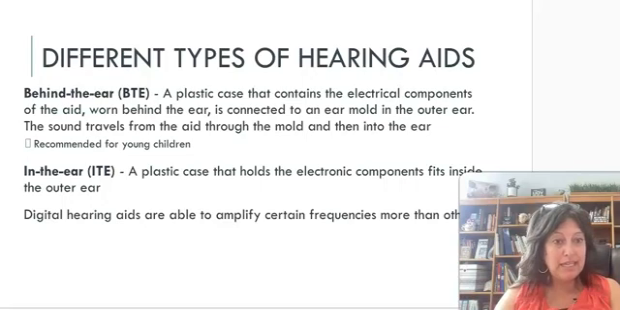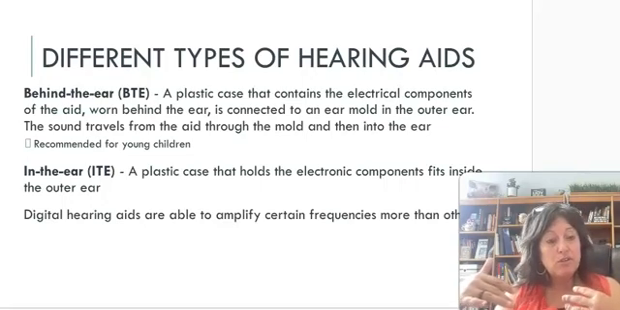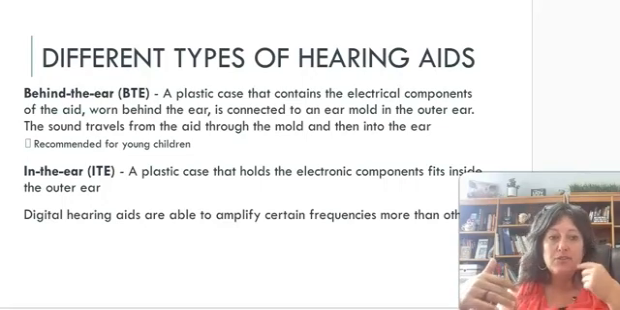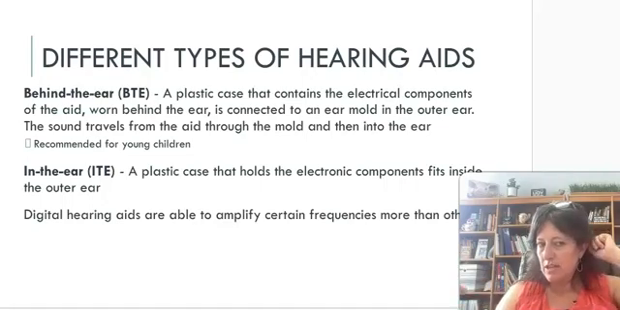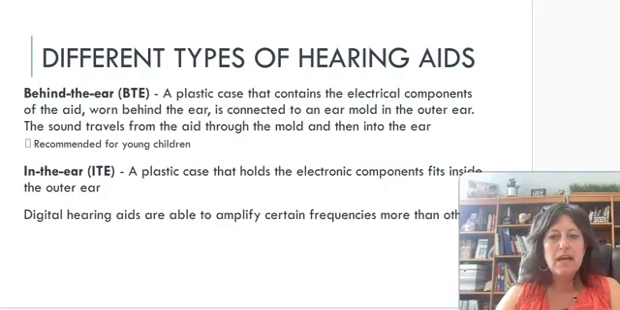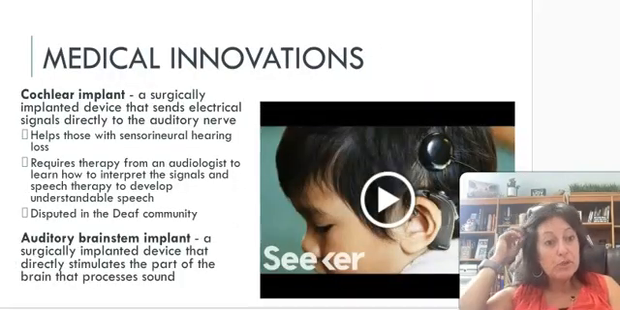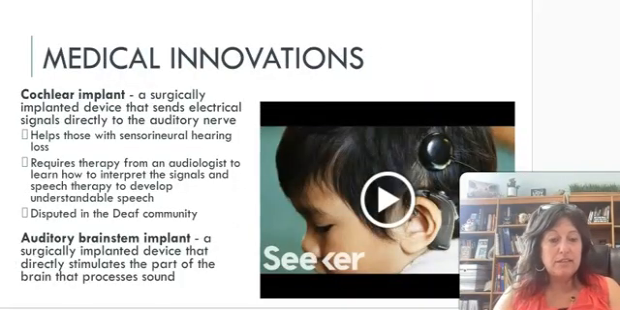Abby uses a behind the ear because her issue is caused from holes in her eardrums, and so there's always fluid in her ear, and you don't want electronics where there's fluid, so her electronics sit on the behind the ear piece. Then there's also something called a cochlear implant that is available as well, and this video is embedded for you online as well.